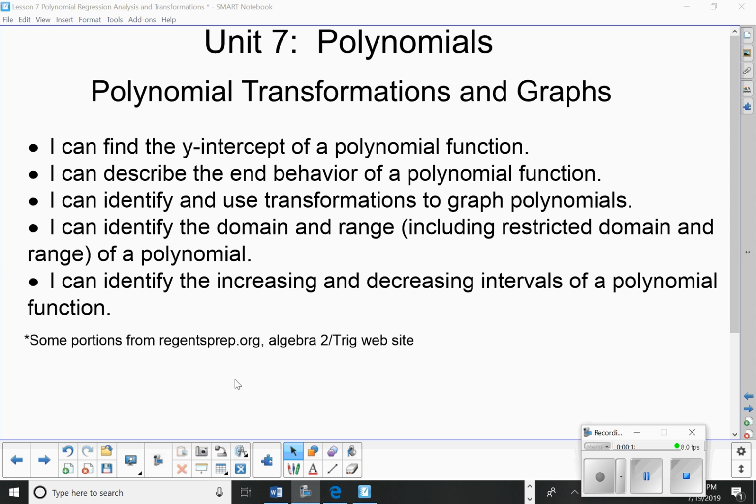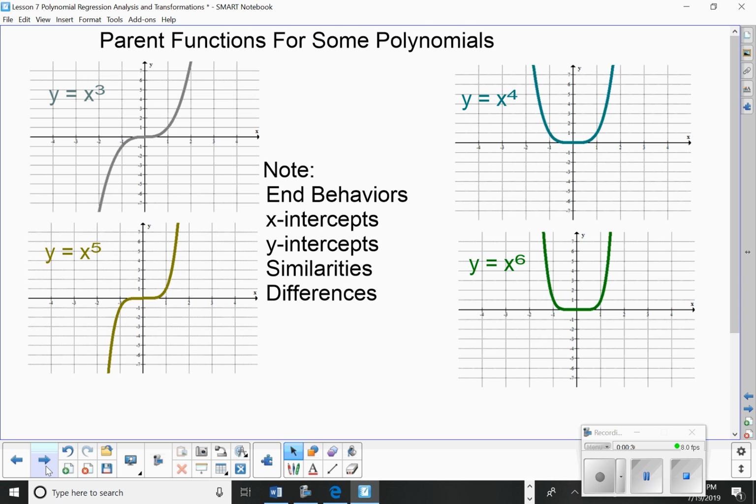You can describe the end behavior of a polynomial function. You can identify and use transformations to graph polynomials. You can identify the domain and range, including restricted domain and range, of a polynomial. And you can identify the increasing and decreasing intervals of a polynomial. Let's get started. First, your parent functions.